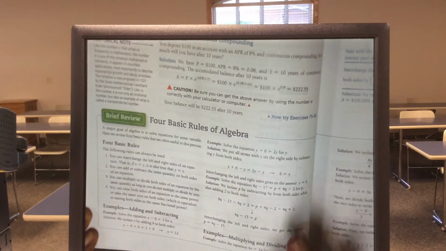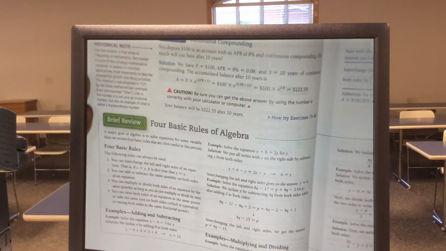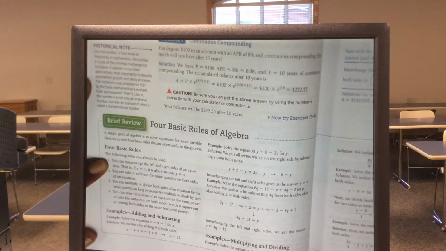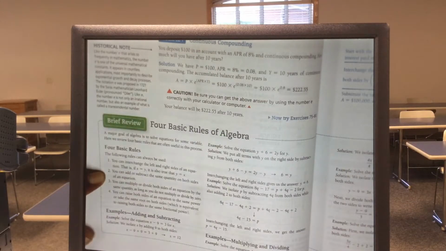Okay. So here in algebra, you're going to be solving equations with some variable. Here's some review. The four basic rules are this. Number one, you can interchange the left and right sides of an equation. That is, if you got x equal to y, it is true also that y is equal to x. And then second, you can add or subtract the same quantity or the same number on both sides of an equation.